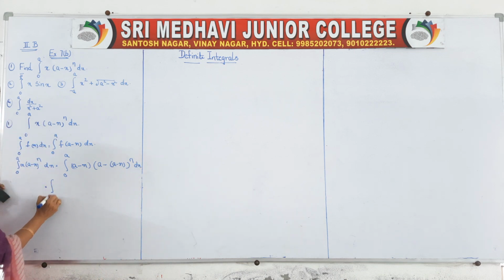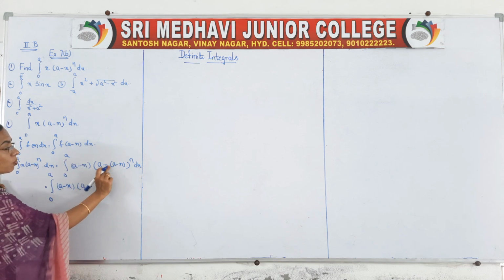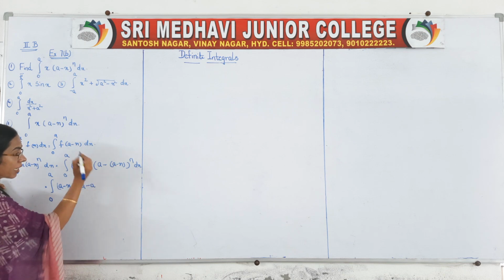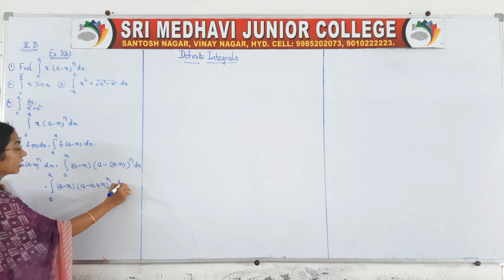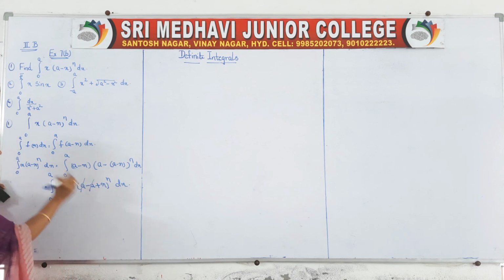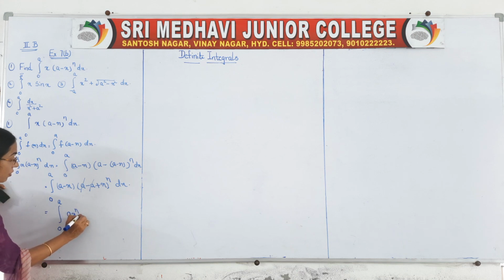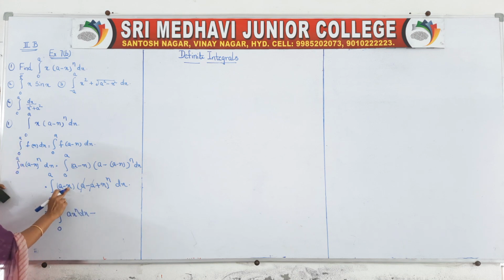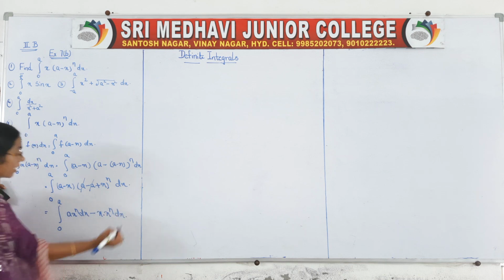So it is equal to the integral from 0 to a of, open the brackets, a minus a plus x, whole to the power of n into dx. Plus a minus a cancel. Now open the brackets: the integral from 0 to a of a into x to the power of n dx minus x into x to the power of n into dx.